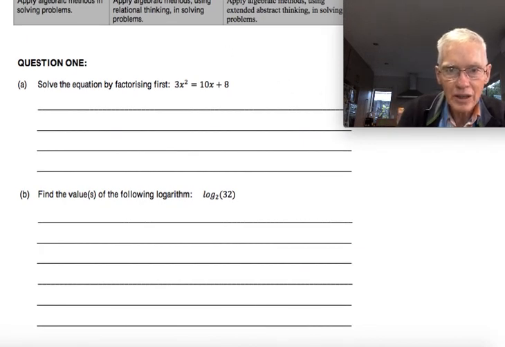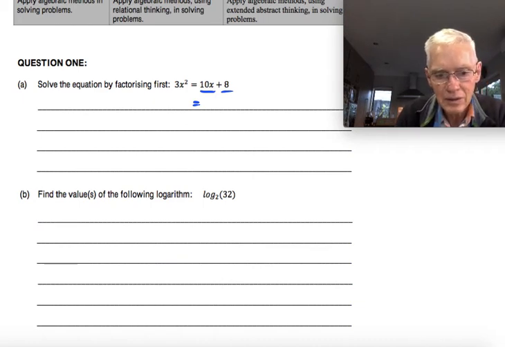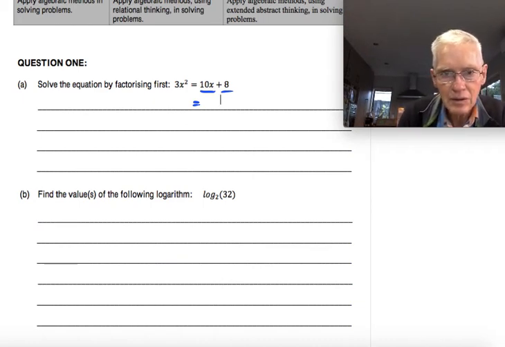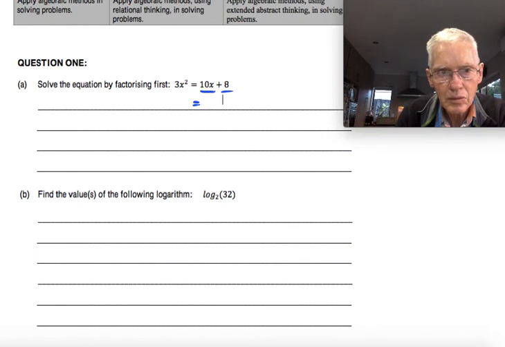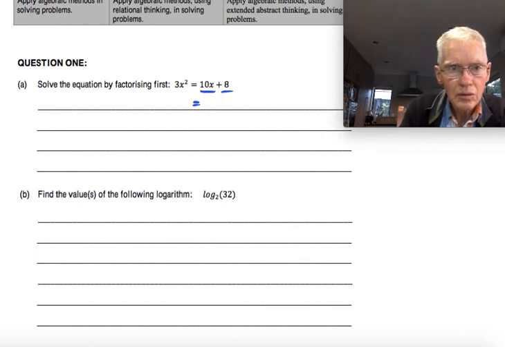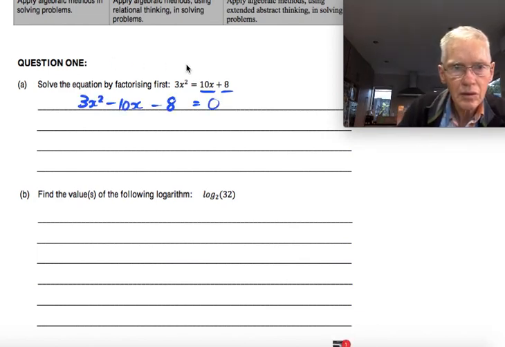Now this is a quadratic. The first thing you need to do is to make it equal to 0. So I'm going to shift the 10x and the plus 8 to the other side. And this is what I will get. Once we have that, it's really easy to factorize. You'll need the ACC method or another method.